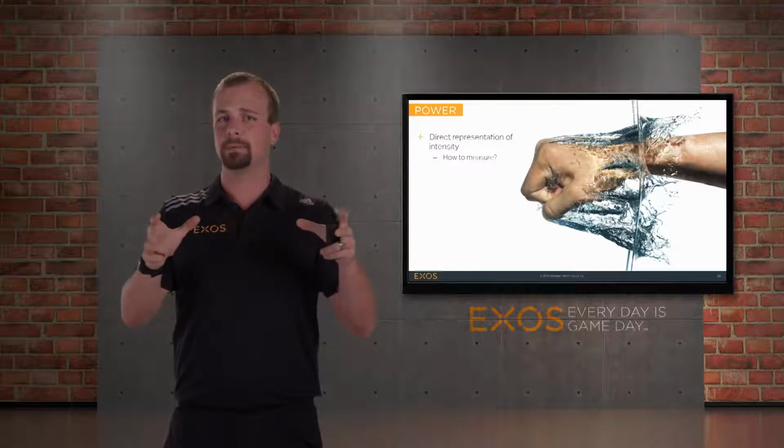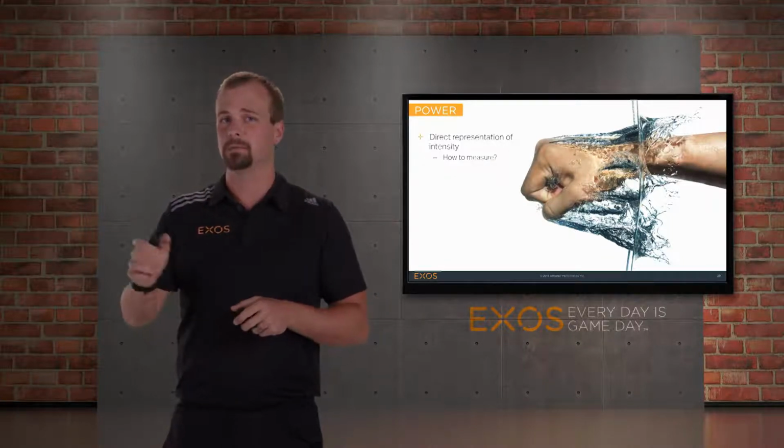Again, we talked about how competition can be such an effective training variable, and we're going to speak about that a little bit as well. So power is a much more direct measure of intensity that you're working at, and it doesn't have to just be time to complete a task.